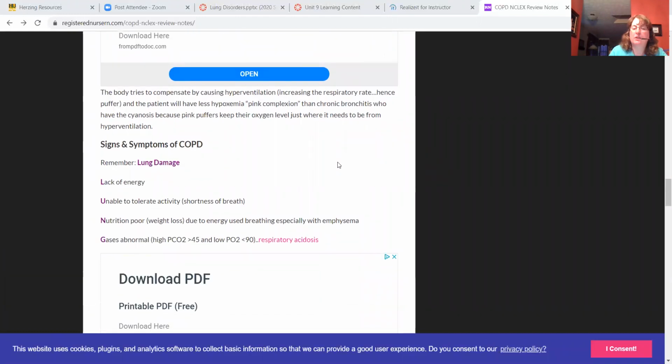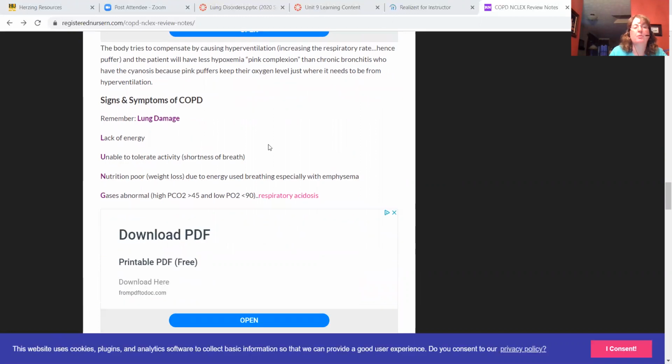Okay, so let's get into the signs and symptoms a little bit. So remember, again, with asthma, you don't have actual lung damage. You have certain things going on when you have an attack, but with COPD, you actually have lung damage. That's the difference. So this person typically will have a lack of energy. They'll be unable to tolerate activity, so they always have shortness of breath no matter what they do. They usually have poor nutrition, a lot of times weight loss that goes with this.